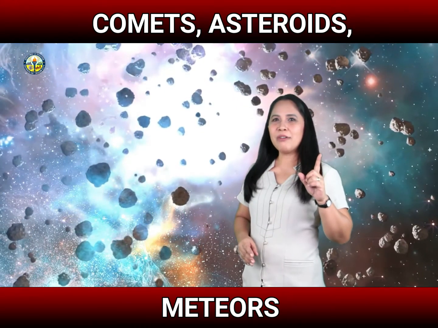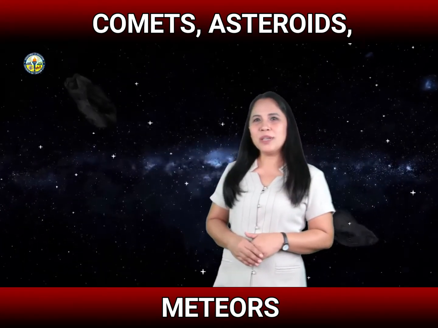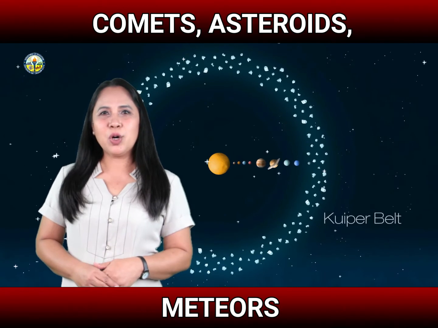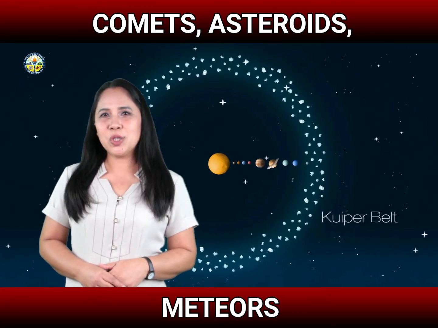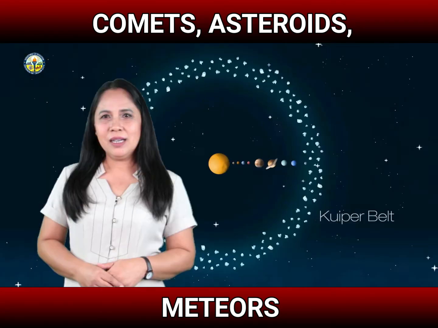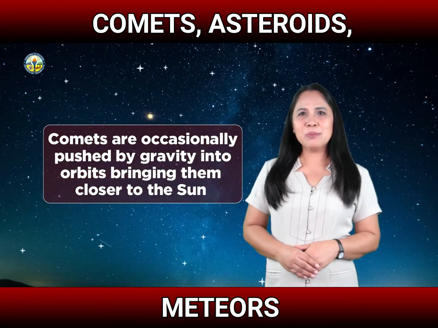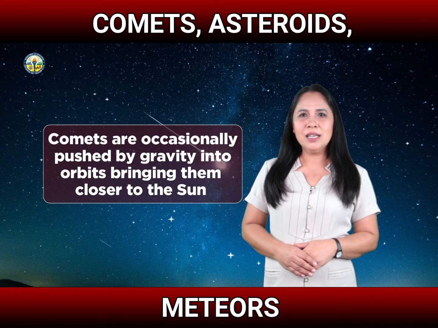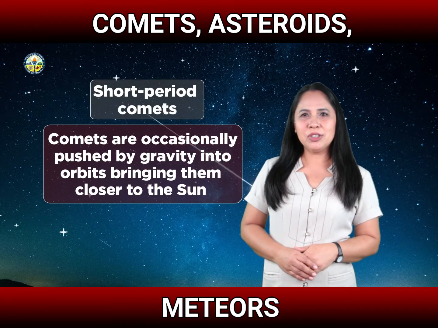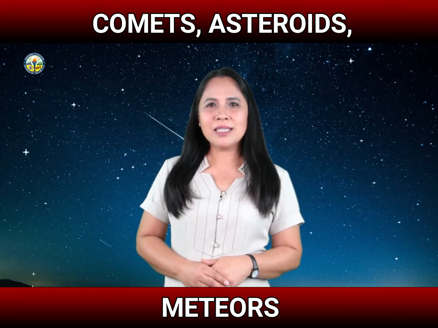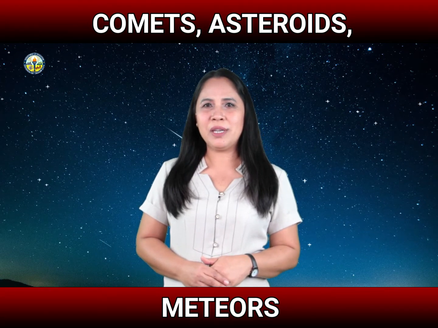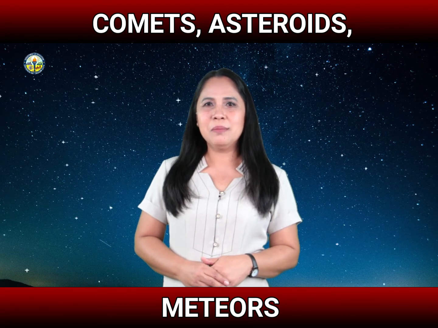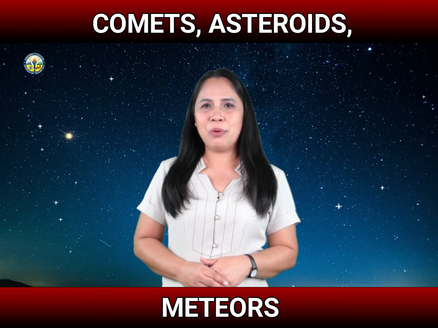Where do comets come from? Most comets are found at the outer edge of the solar system, beyond the orbit of Pluto, in a region called the Kuiper Belt. Comets are occasionally pushed by gravity into orbits bringing them closer to the Sun, and are called short-period comets, as it takes less than 200 years to orbit the Sun. Comet appearance is predictable because they have passed by before.